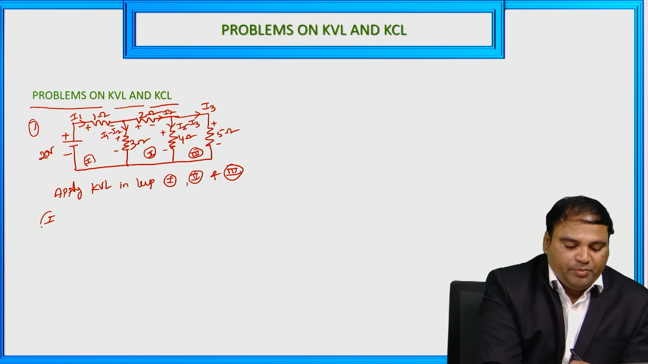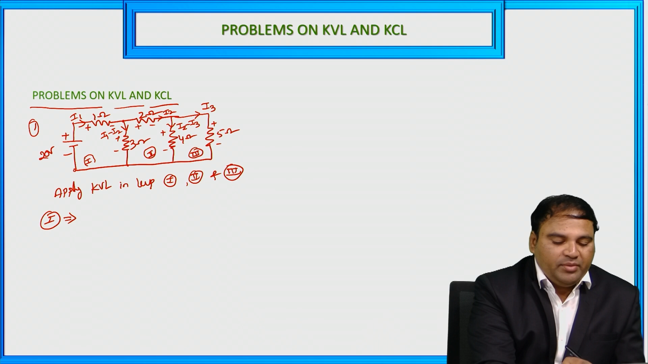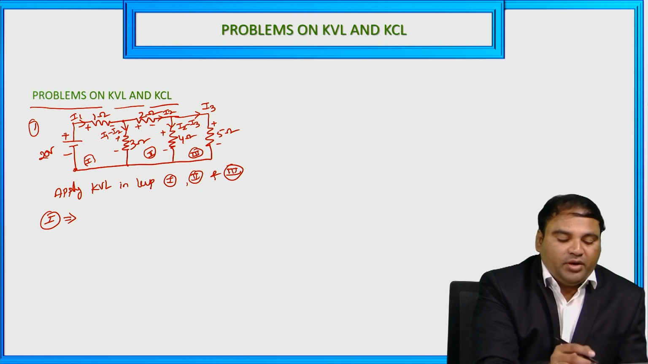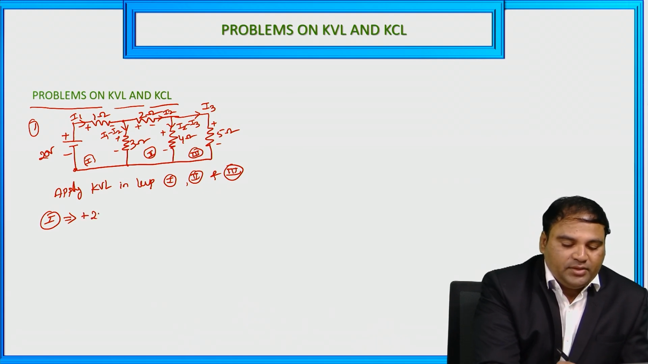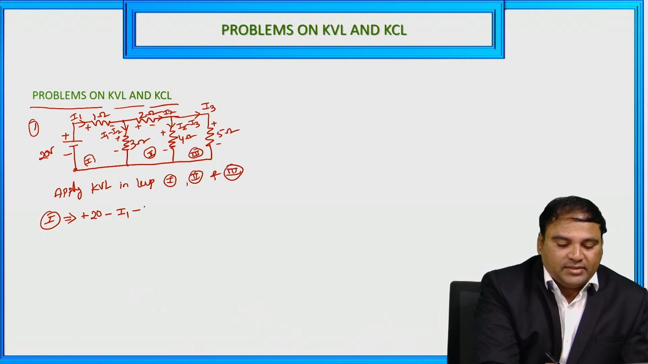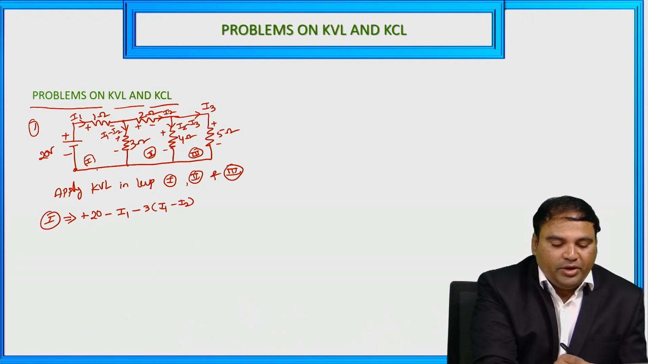Now the first loop equation. I am starting from this point. When starting from this point, we always take the second polarity, which is positive. So plus 20. Now at 1 ohm, the second polarity is minus, so 1 into I1 is I1, and at 3 ohm, the second polarity is minus, so 3 into I1 minus I2. And here there are no more elements, so that should be equal to 0.